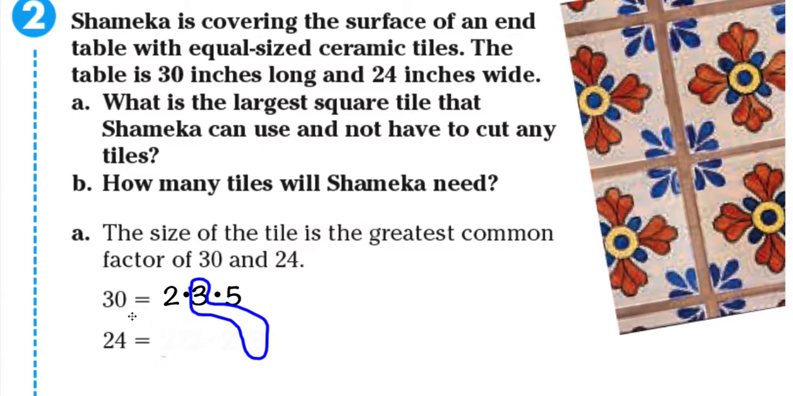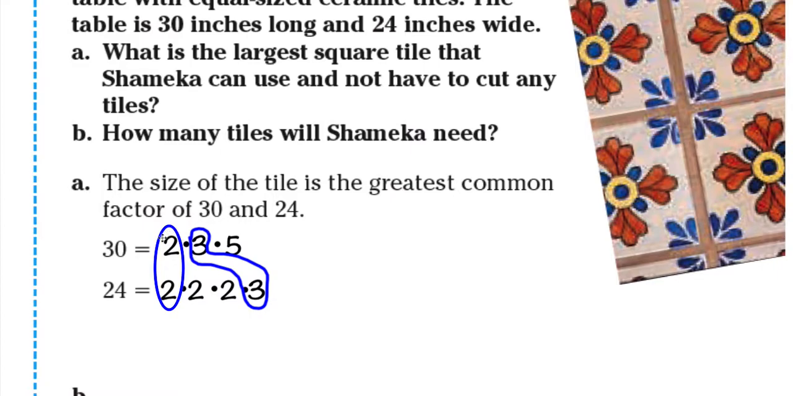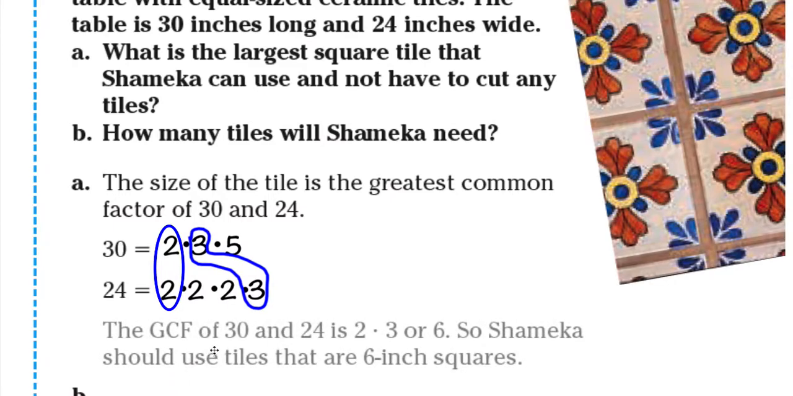So 2 times 3 times 5 is the prime factorization of 30, and the prime factorization of 24 is 2 times 2 times 3. So if you notice, I circled the common factors of 30 and 24, 2 and 3, and we brought it down once. So the GCF of 30 and 24 is 6, because 2 times 3 equals 6. So Shamika should use the tiles that are 6-inch squares.